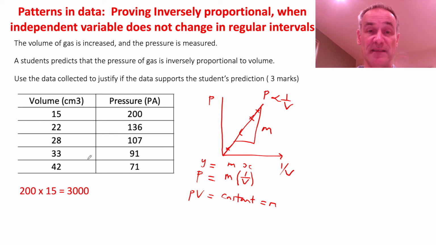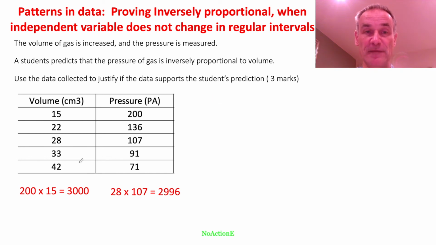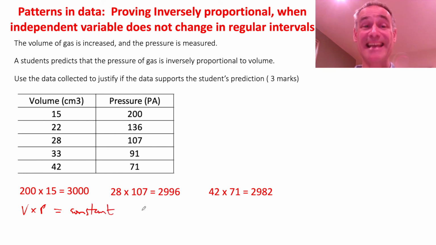20 times 15 is 3,000. 280 times 170, we get very, very close to the same value. Finally, 42 times 72, again, very close to the same value. So we can say volume times pressure is equal to a constant. So this proves that they are inversely proportional. And that is how you prove those relationships. And that is it. Thank you.